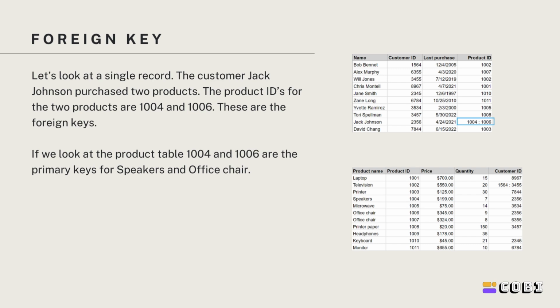Let's look at a single record. The customer Jack Johnson purchased two products. The product IDs for the two products are 1004 and 1006. These are the foreign keys. If we look at the product table, 1004 and 1006 are the primary keys for speakers and office chair. So you see how foreign keys in one table are the primary keys in another table.